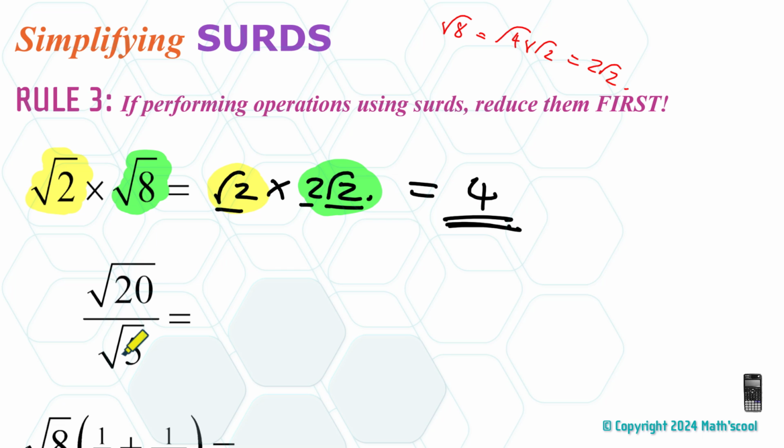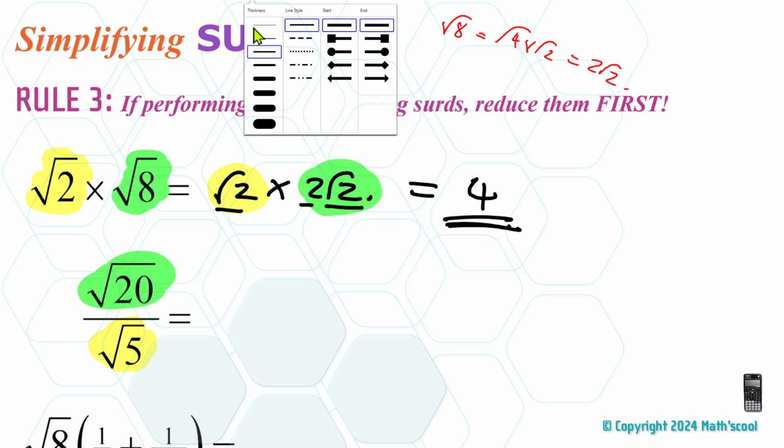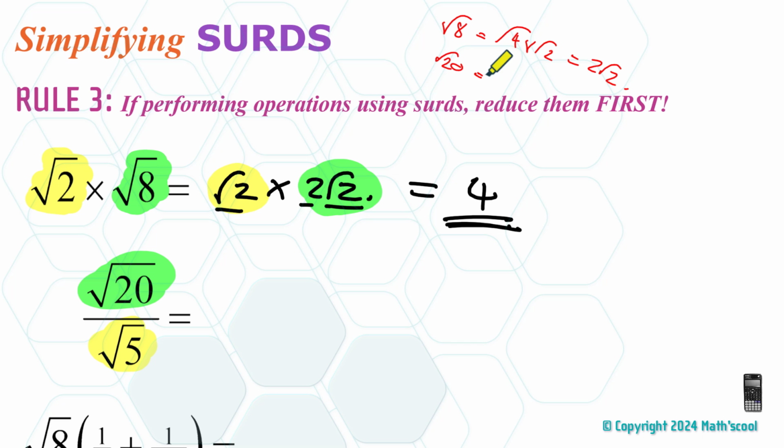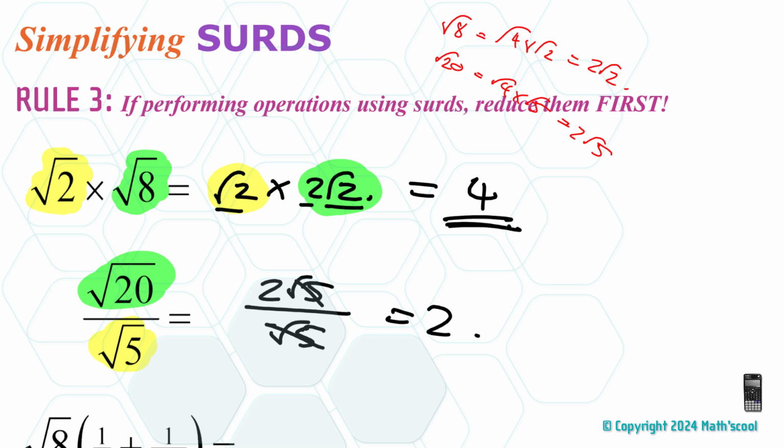Root 20 divided by root 5. Tidy up the root 20. It doesn't look attractive like that. The root 5 is fine. You can leave that alone. The root 20, we should rewrite that as root 4 times root 5, which is 2 root 5. So that's going to be 2 root 5 over root 5. It's going to cancel out. It's just going to give us 2.